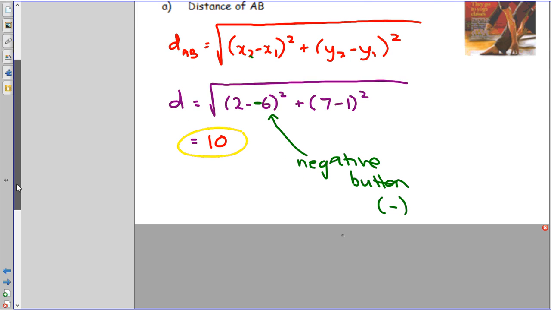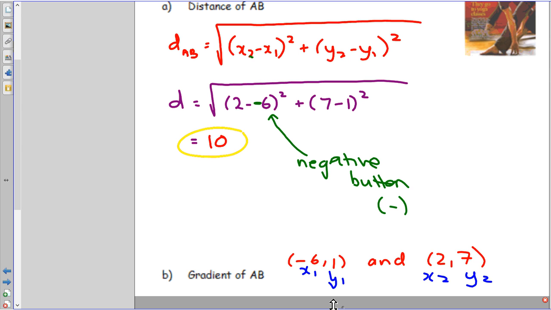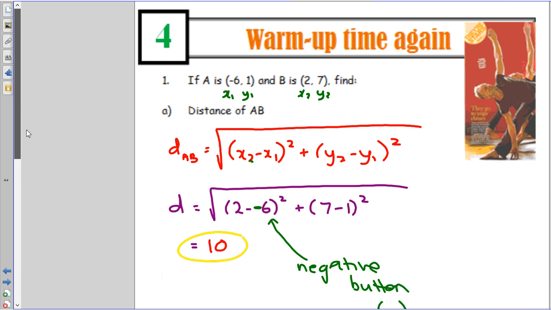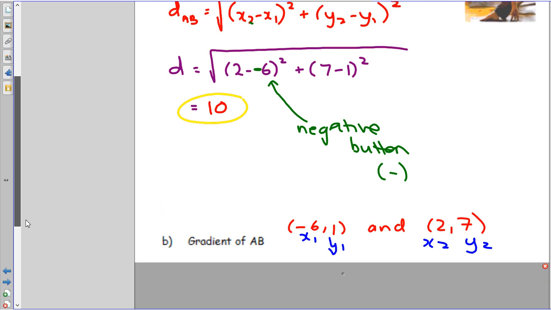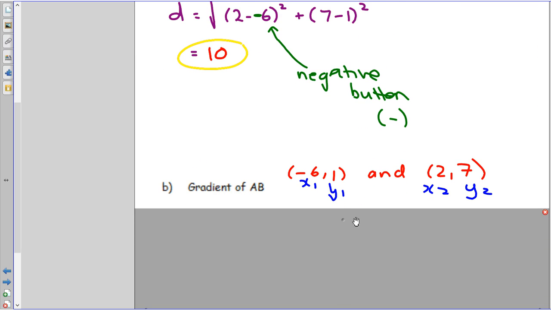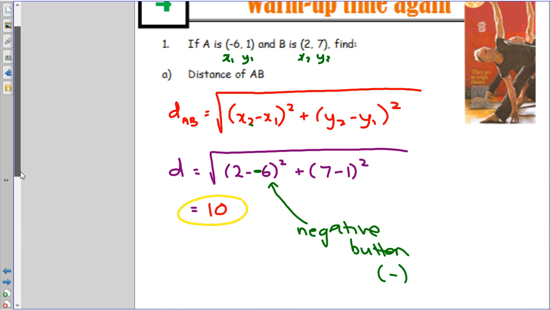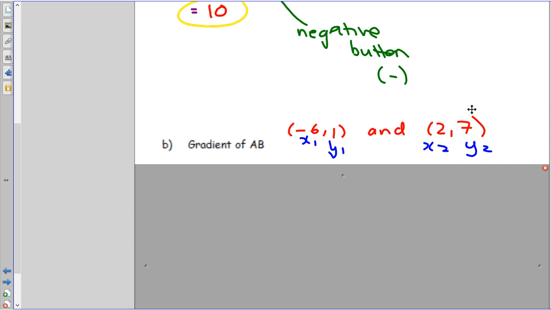Notice the next question is still referring to the same coordinates. So the gradient of AB. What I've started to notice from topic assignments and other sorts of things is that it can benefit students a lot to write the coordinates out again next to the question. Sometimes if people have them further up on their page, they make errors when they substitute into the formula. So even though you've got the coordinates up here, maybe just write them down next to the question that you're actually answering now.